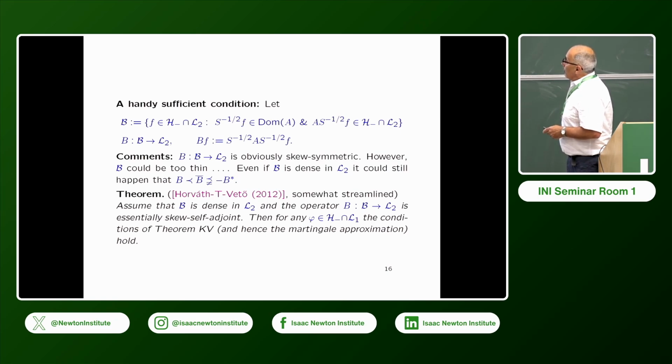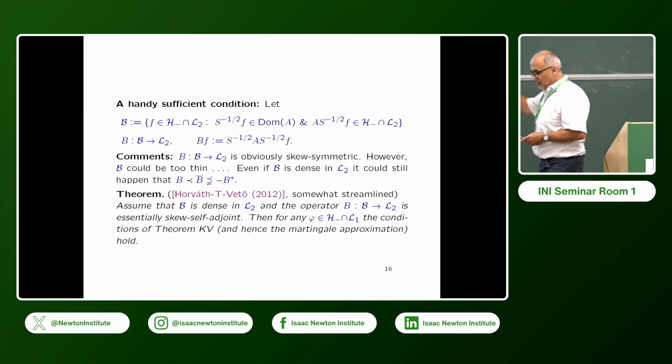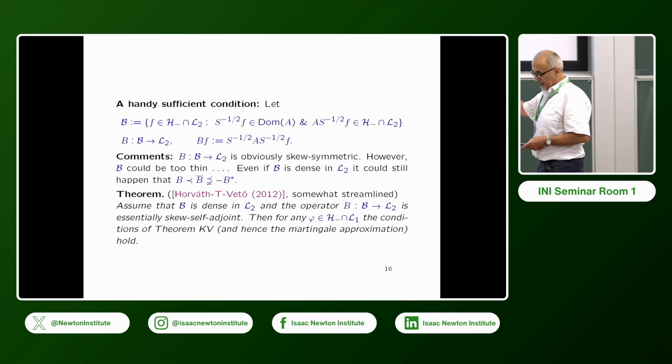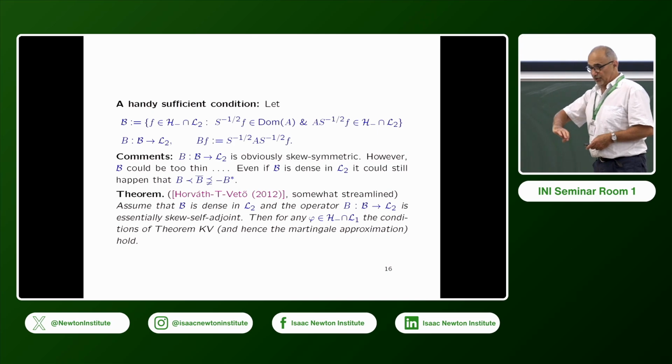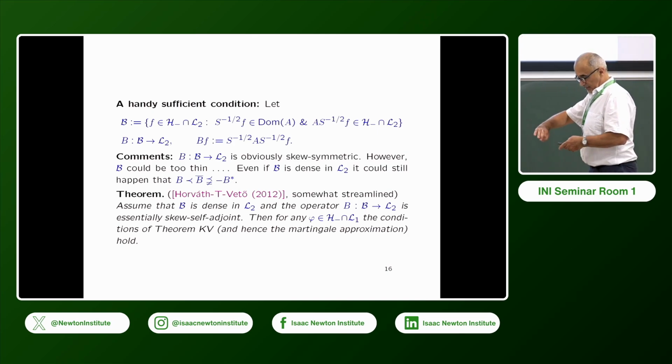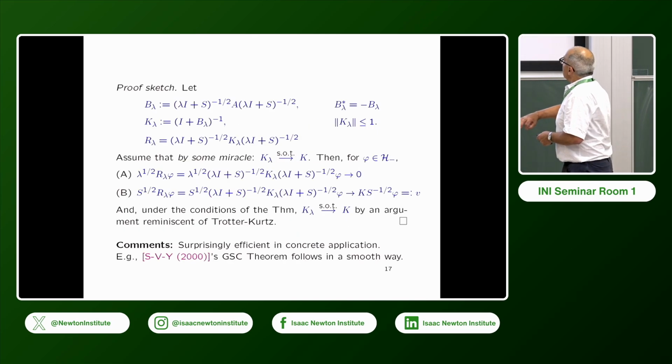Namely, I'm still in the very abstract case. I want to make mathematically proper sense of the operator you see here. S is the symmetric part of the infinitesimal generator. A is the anti-symmetric part, or anti-self-adjoint part, of the infinitesimal generator.